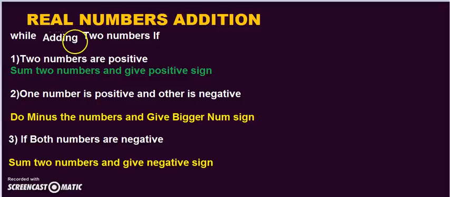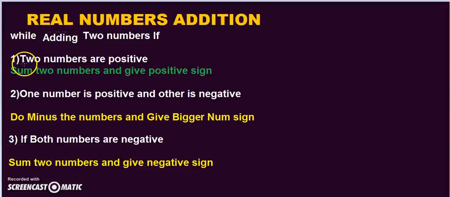Hi, in this session we will discuss how to add two real numbers. So if I have real numbers, how to do additions. While talking about the real numbers, you can have positive numbers as well as negative numbers. So there are three cases when you are going to add two real numbers.